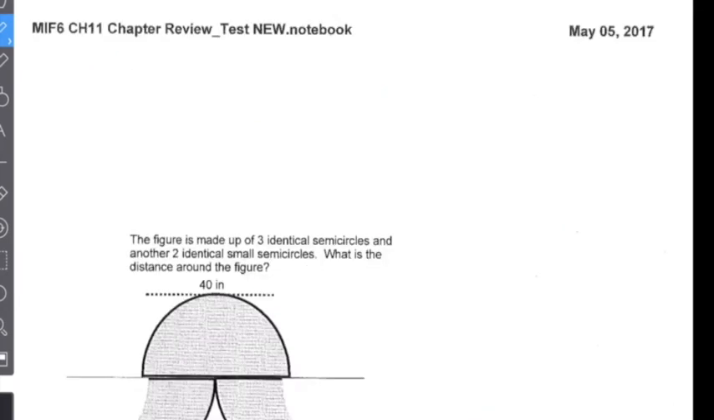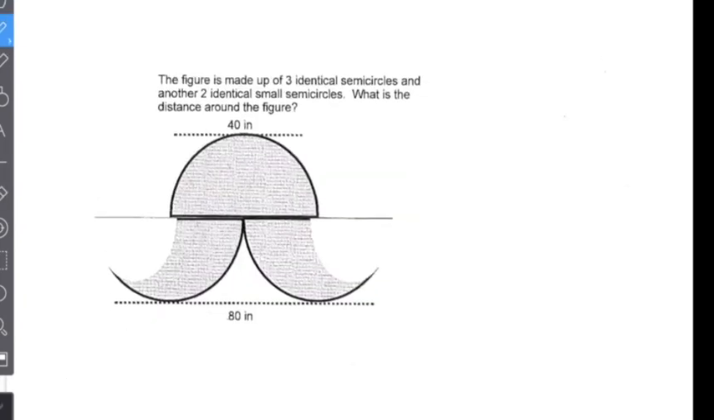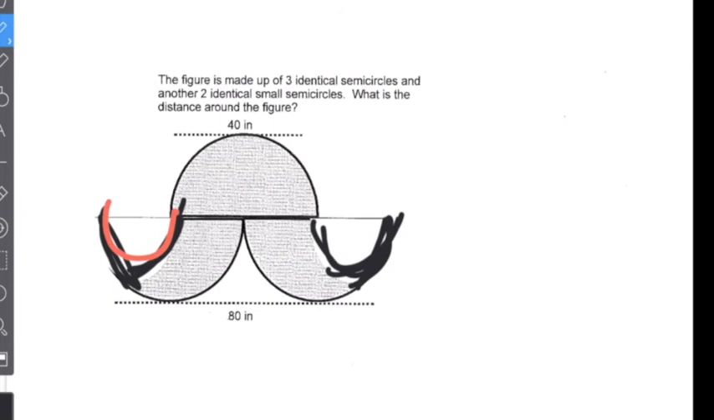Last problem, it's not really drawn that well, so I'm going to show you what it should kind of look like. This should really go up to here, and this should go up to here, kind of like this. Basically, there are 3 semicircles, and they're identical semicircles. It's not drawn the greatest, so just try to visualize it. It was hard for me to draw this. So it's 3 identical semicircles, and we have 2 smaller semicircles right here, this one and this one.